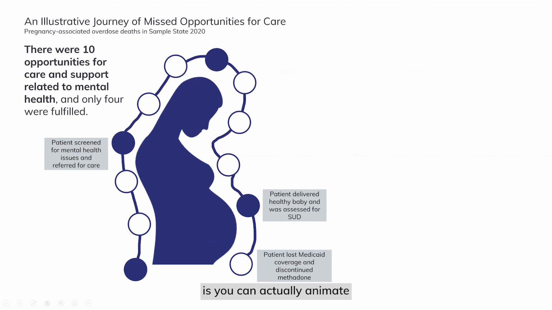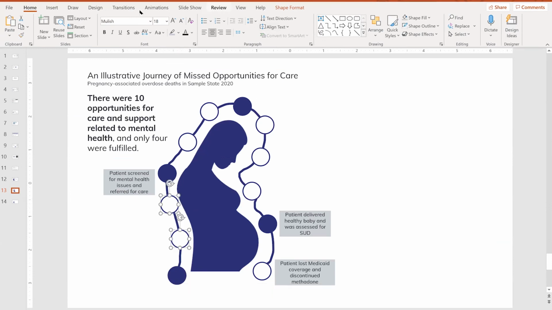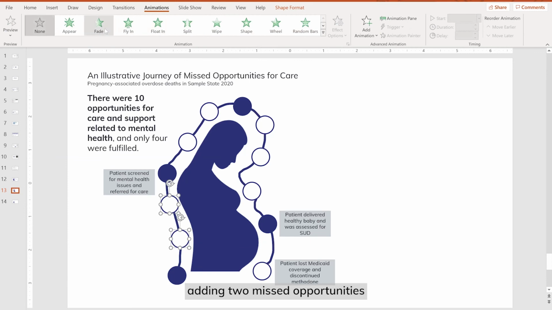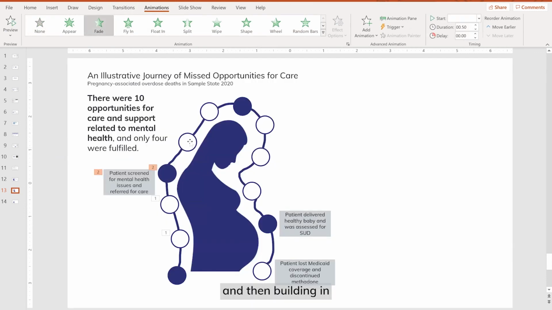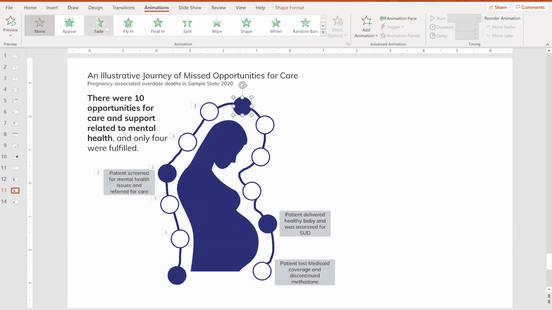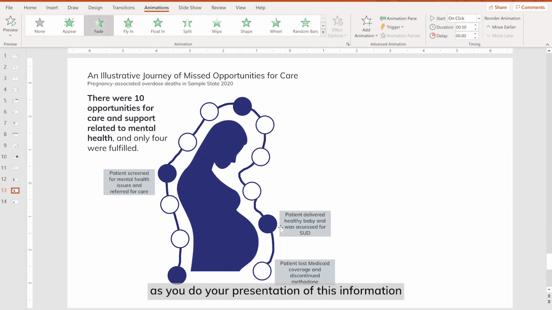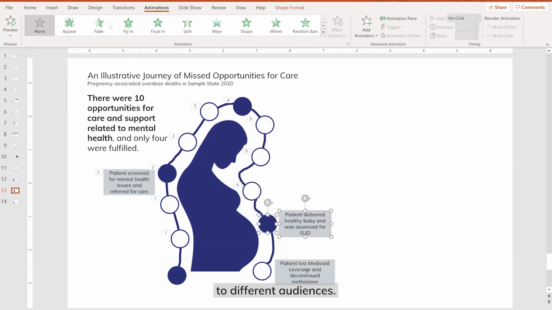If you want to further animate these graphics, what's great about building a graphic in PowerPoint is you can actually animate each of these individual circles. For example, if I wanted to show the animations of starting with the first point in time, adding 2 missed opportunities by clicking on the fade option, and then building in the remaining opportunities that happened. This is one additional way that you can tell a visual story as you do your presentation of this information to different audiences.